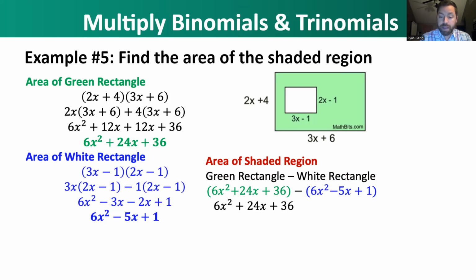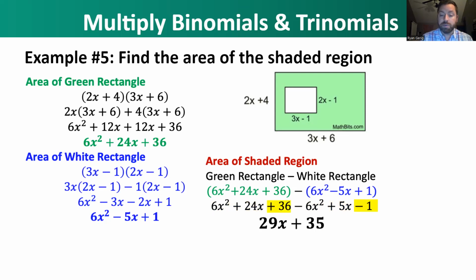Negative 1, I'm distributing that in. Negative 1 times 6x squared is negative 6x squared. Negative 1 times negative 5x is positive 5x. Negative 1 times positive 1 is negative 1. Combine like terms. Those cancel. It's 0x squared, so I don't have to write anything. 24x and 5x makes 29x. 36 and minus 1 is 35. The area of the shaded region in terms of x is 29x plus 35. Yes, it's a lot of work, but you should know how to do each piece of that, right?